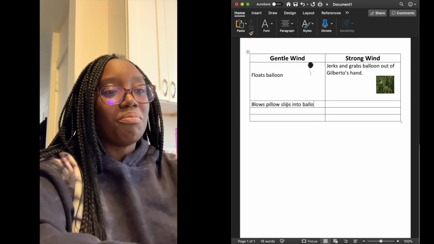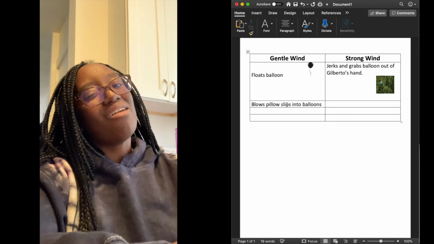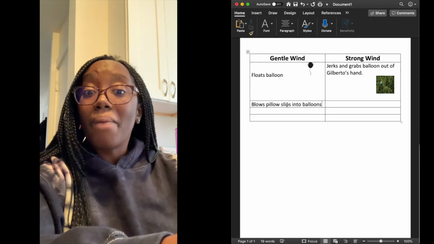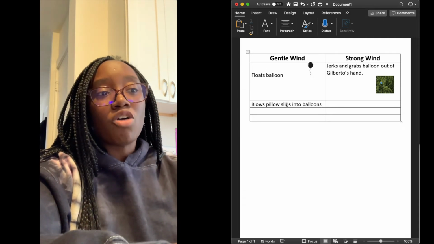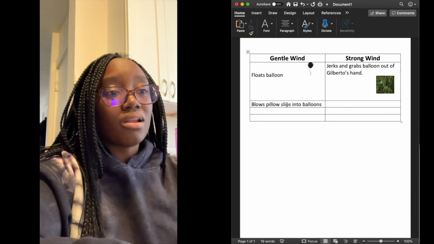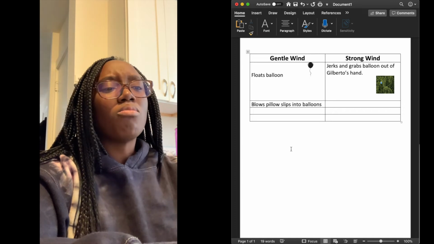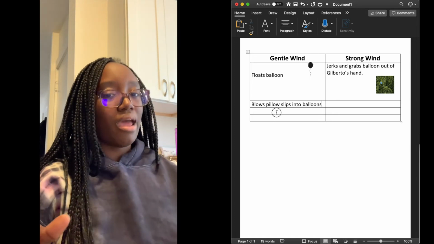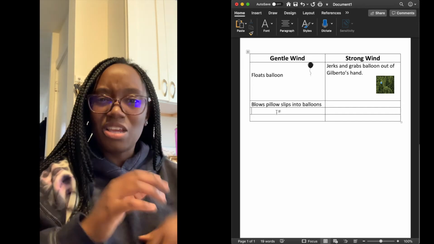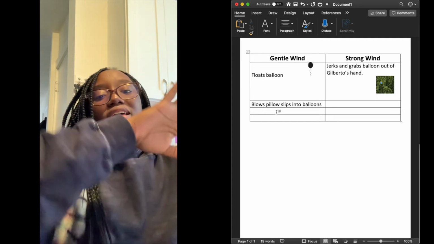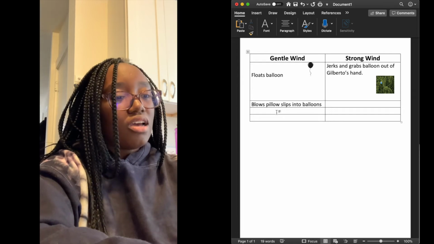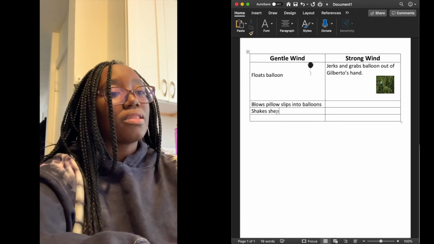As you see, I added some pictures to the first two that we did. So every time we finish, I will go back later and add pictures. So when you come back and look at the chart, there will be pictures to help you remember what it says, all right? So it blows the pillow slips into balloons. And there was one more way it was being gentle on that page, right? What was it doing to the sheets? Did you say it was shaking the sheets? So it was just like shaking the sheets on the line. So yes, the wind was being gentle when it shakes sheets on the line, right?